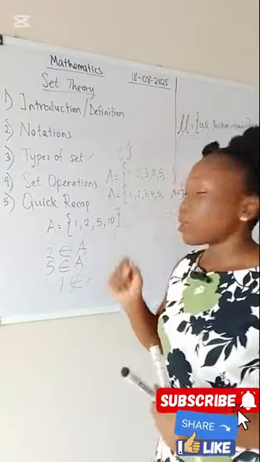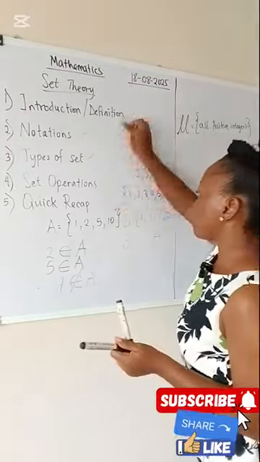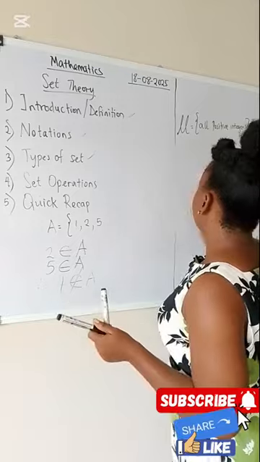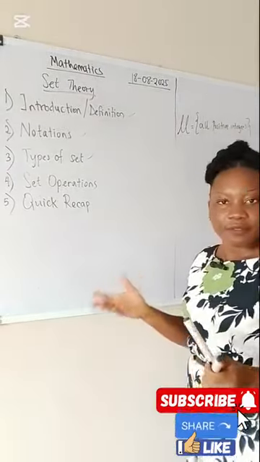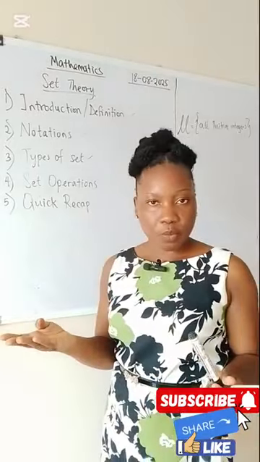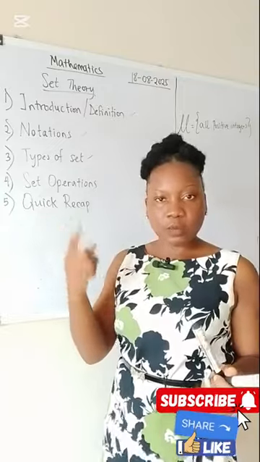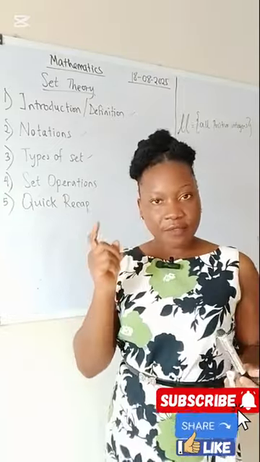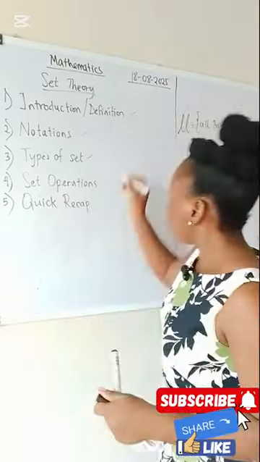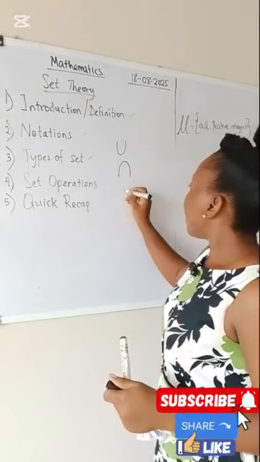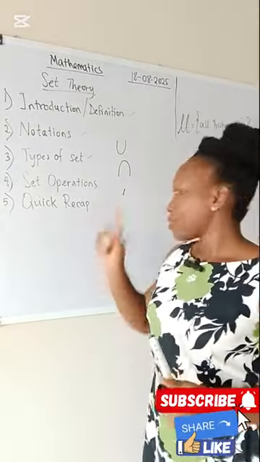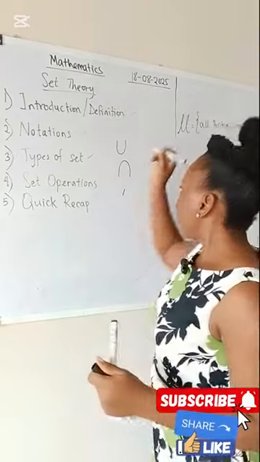Okay, now let's talk about set operations. What are set operations? Just like in arithmetic, we have four basic arithmetic operations, which are addition, subtraction, multiplication, and division. In sets, we have set operations, which include the union of sets, the intersection of sets, and the complement of sets. Let's start with the union of sets.